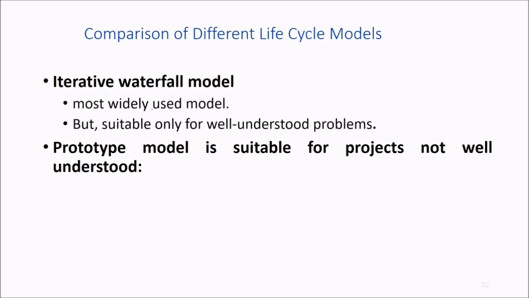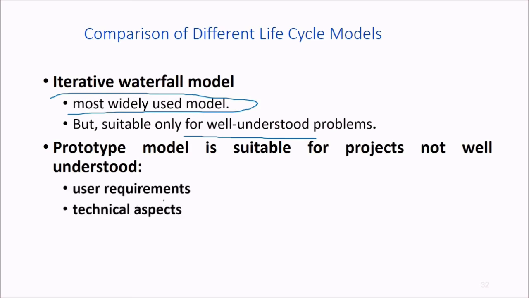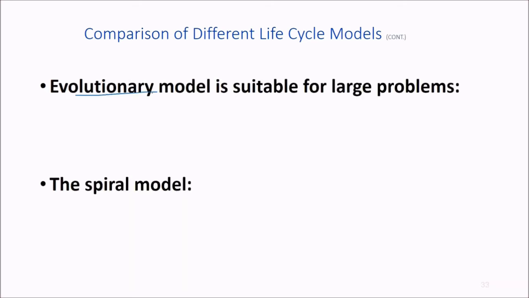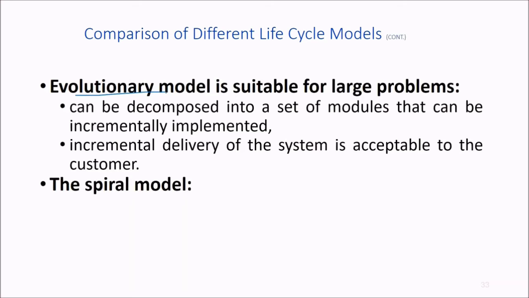So, what about the comparison of these different life cycle models, right from the classical to spiral? Iterative waterfall model is the most widely used model, but suitable only for well understood problems. But prototype model is suitable for projects where user requirements and technical aspects are not well understood. If this is not well understood, prototyping model is good. Evolutionary model is suitable for large problems which we can decompose into a set of modules that can be incrementally implemented, and where incremental delivery of the system is acceptable to the customer. Then we employ the evolutionary model.